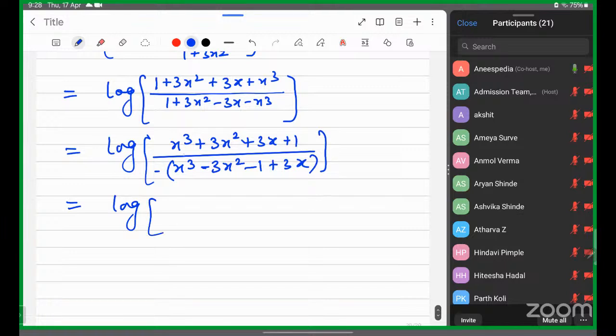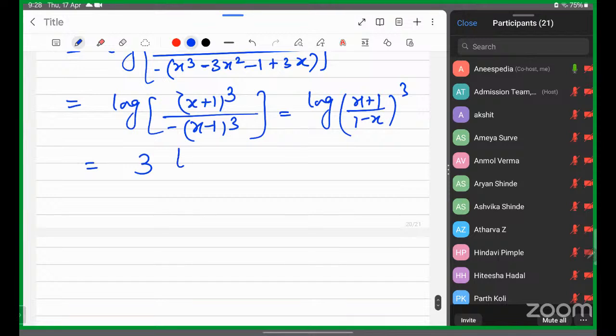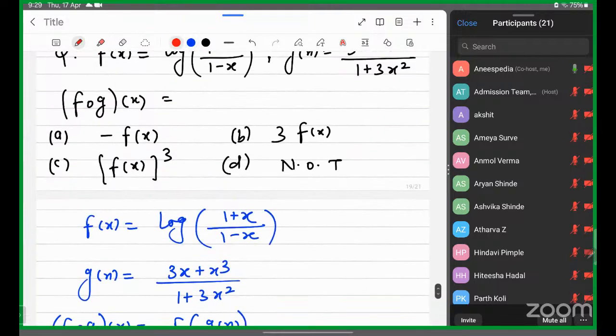Now this expression is a cube plus b cube plus 3a square b plus 3b square a, according to which this will be x plus 1 whole cube, and in the denominator it will be x minus 1 whole cube with minus sign. If you adjust the minus sign, this will be x plus 1 upon 1 minus x whole cube, and 3 will come into the multiplication according to the property of log. So this will be 1 plus x upon 1 minus x, which was the original function. So this will be 3 times f of x, which means the correct option will be B.